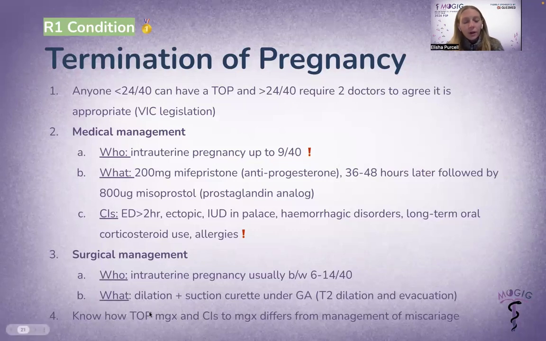And then finally, this is the thing that I think does throw you off in an exam setting if you don't know your stuff well. Know how termination of pregnancy management and contraindications to termination of pregnancy management differ from the management of miscarriage. So it's very similar medication, but the doses differ slightly between termination of pregnancy management and miscarriage management, and the contraindications to medical management differ slightly between those two. So that's just important to keep at the back of your mind and just have really clear.